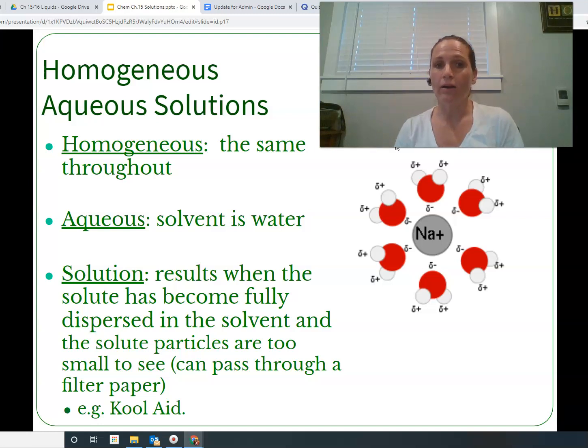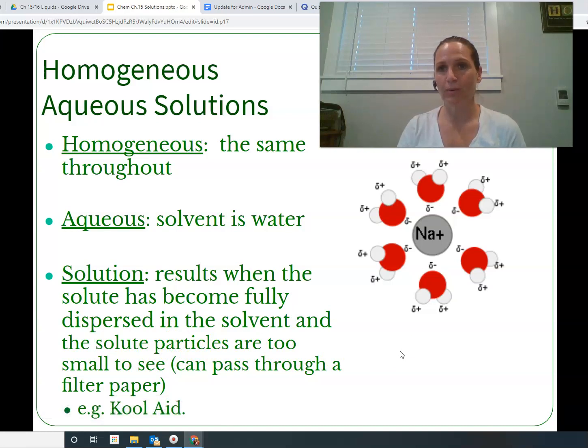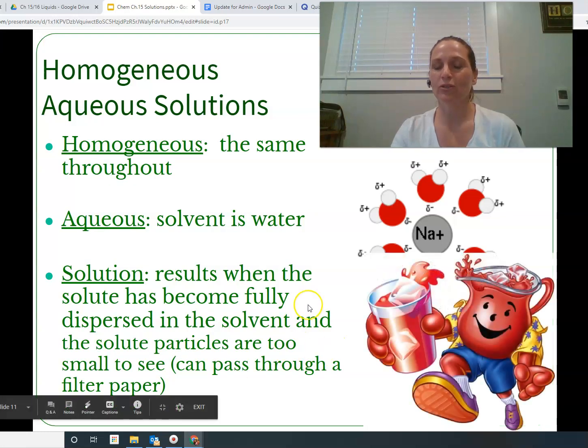Aqueous means that water is the solvent, and a solution means that the solute has become fully dispersed in the solvent. And it also indicates that the solute particles are too small to see and that they can pass through a filter paper. So when we think of a homogeneous aqueous solution, we want to be thinking of Kool-Aid.